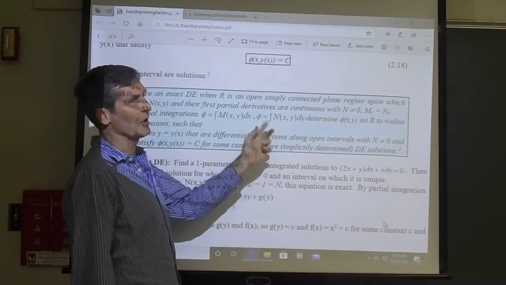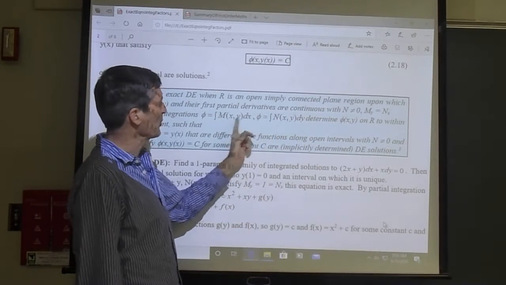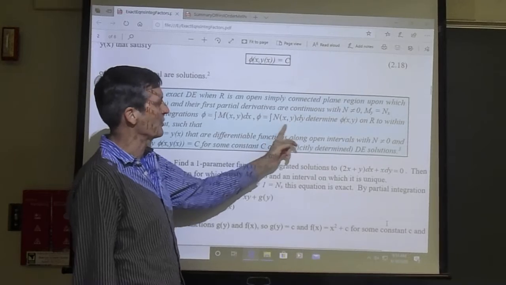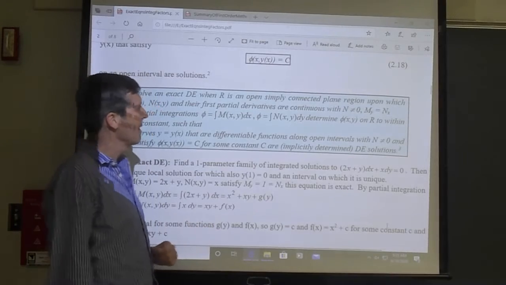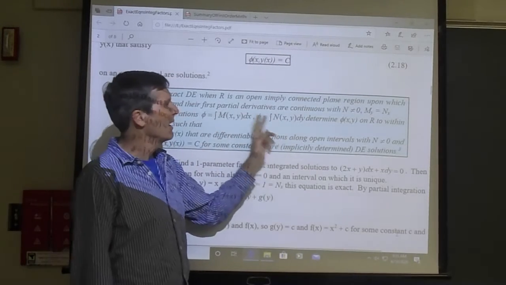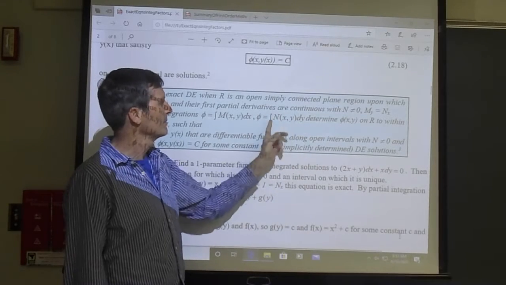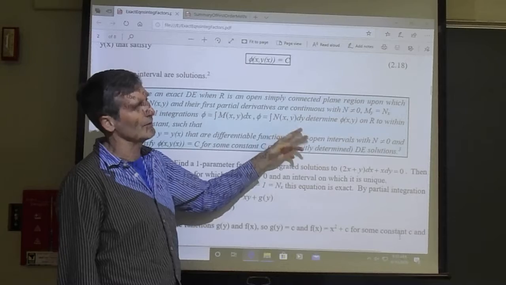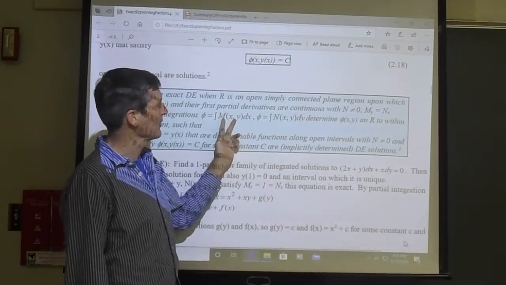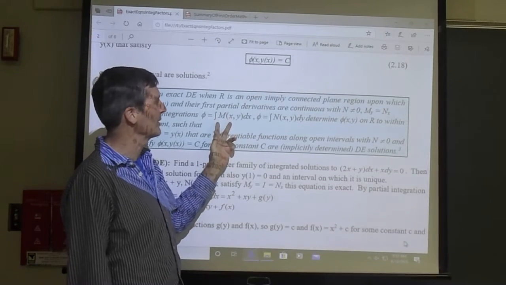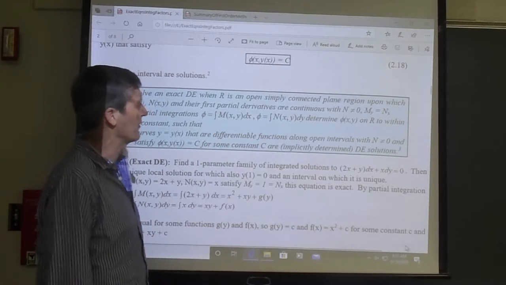Similarly, since n is the partial of phi with respect to y, phi must be the partial integral of n with respect to y. These are partial integrals treating the other variables as constants. So you treat x as a constant when you do this integral, and y as a constant when you do this integral. Both of these give you phi to within an arbitrary constant. Since you treated x as a constant in this integral, the arbitrary constant can be a function of x. The arbitrary constant in this integral can be an arbitrary function of y. Between these two you can figure out what phi is.